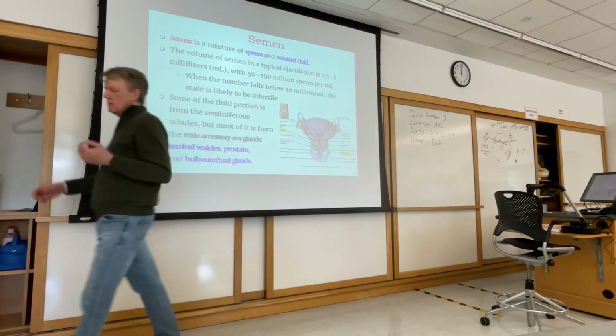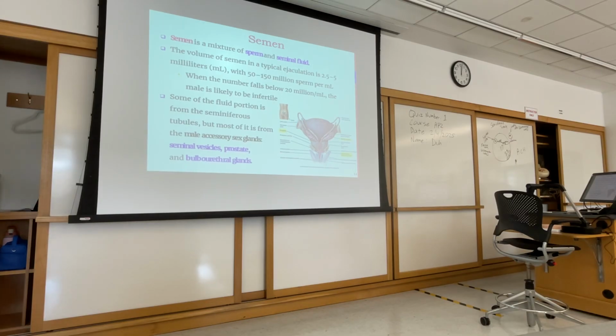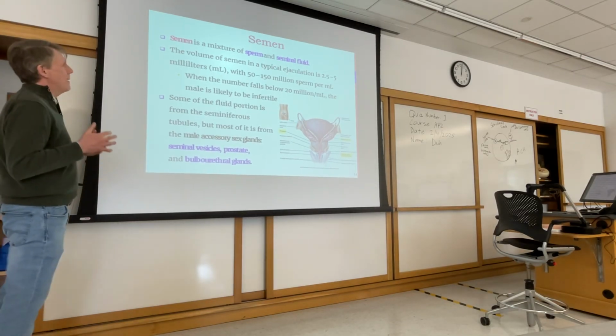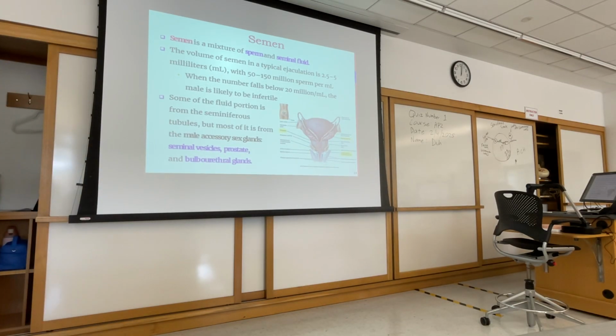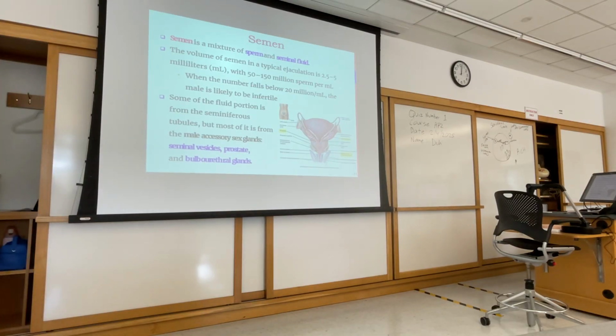So let's talk about semen then. So semen is the combination of the sperm and seminal fluid. Volume of semen in a typical ejaculate, 2.5 to 5 milliliters with 50 to 150 million sperm per milliliter. How big is a milliliter? Yeah, it's basically a cubic centimeter. So take a centimeter and make a box out of it, and inside that little box, you should have somewhere between 50 and 150 million sperm, right?